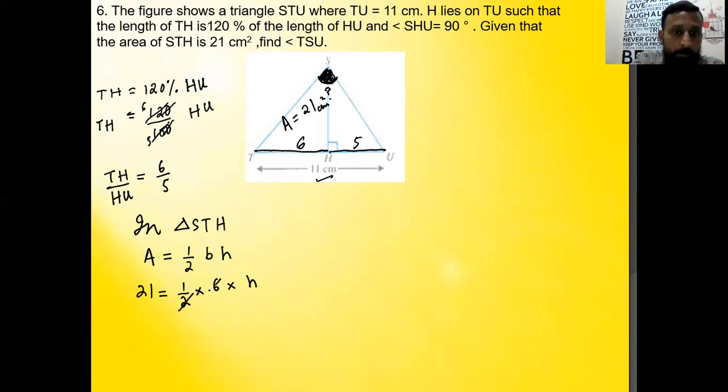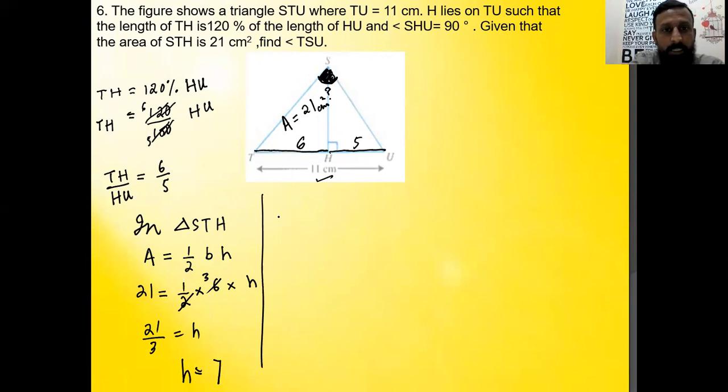2 ones are 2, 2 threes are 6. Furthermore, we can cross multiply 3 downwards. So we get that H is equal to 3 sevens are 21. That is, boys and girls, what we have found. We have found the length SH is equal to 7 centimeters. All right, it's 7 centimeters.